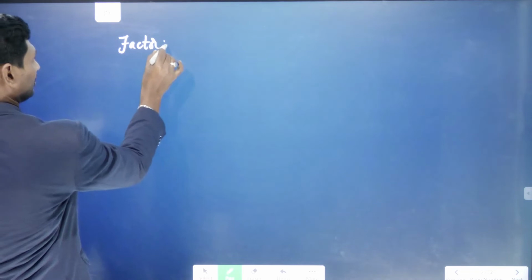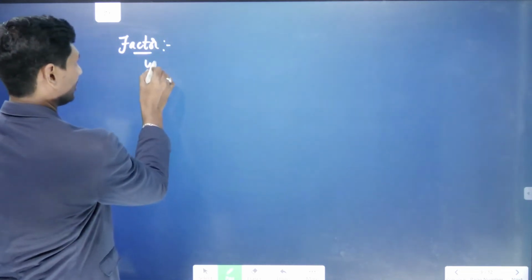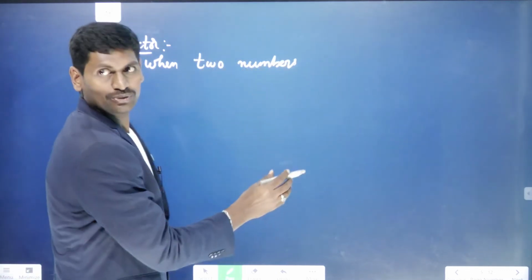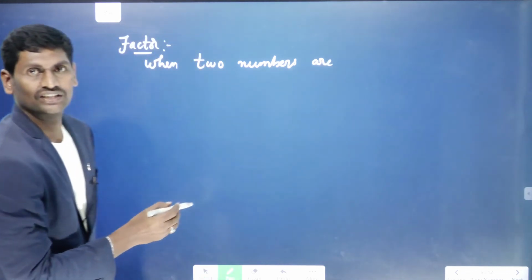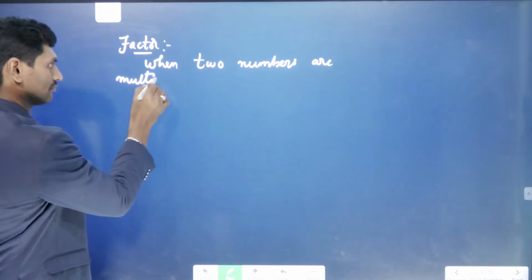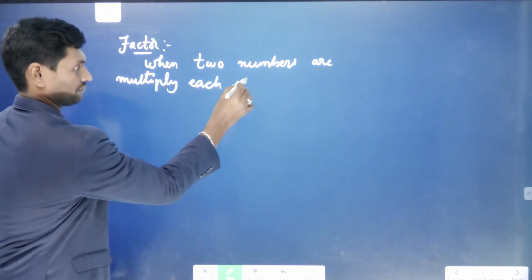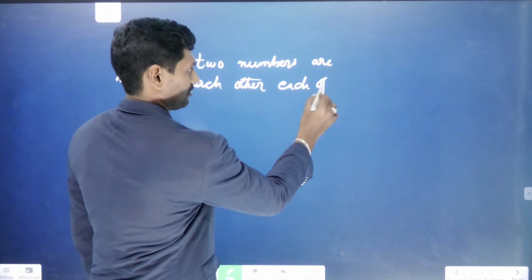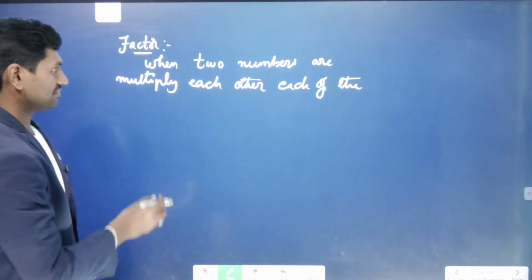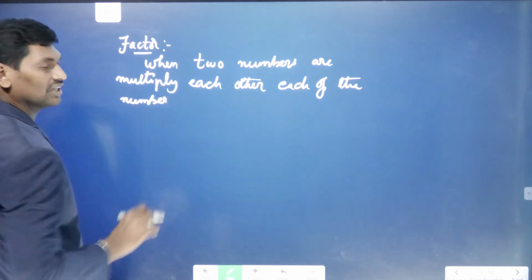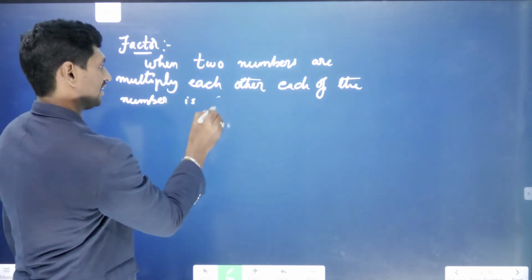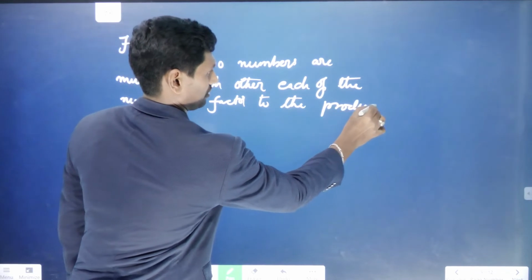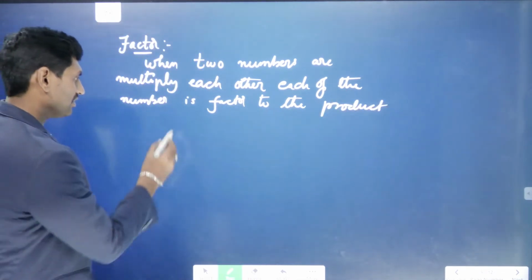So factor is nothing but, when two numbers multiply each other, each of the numbers is a factor of the product. Factor of the product. Okay.